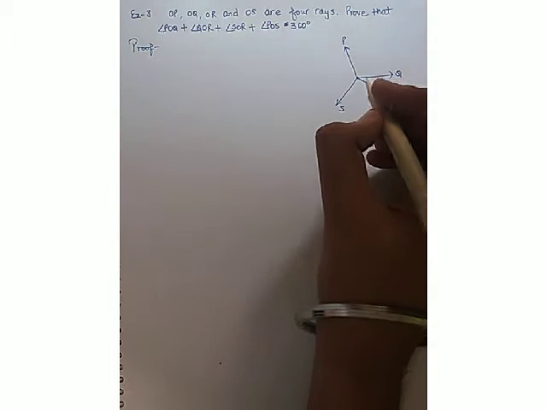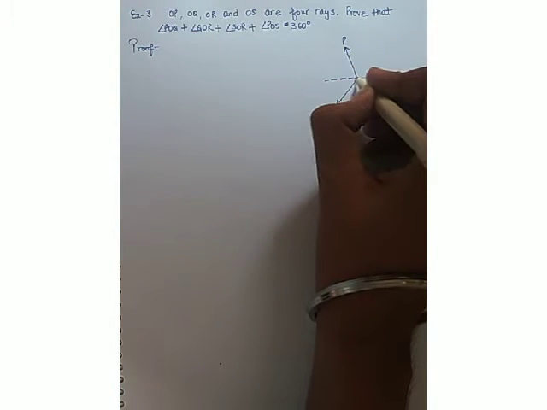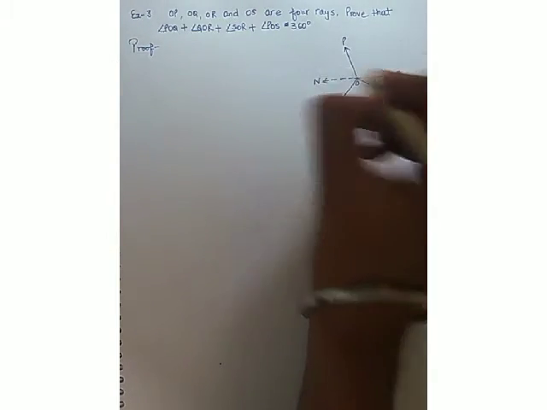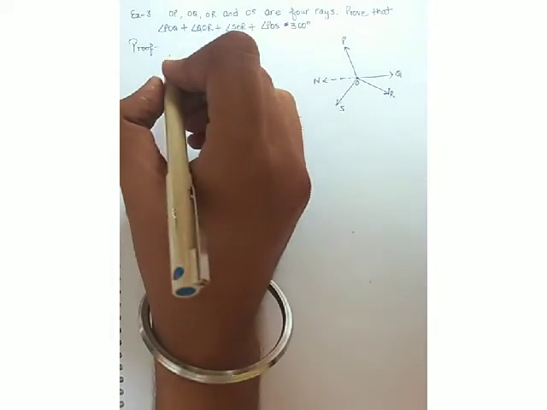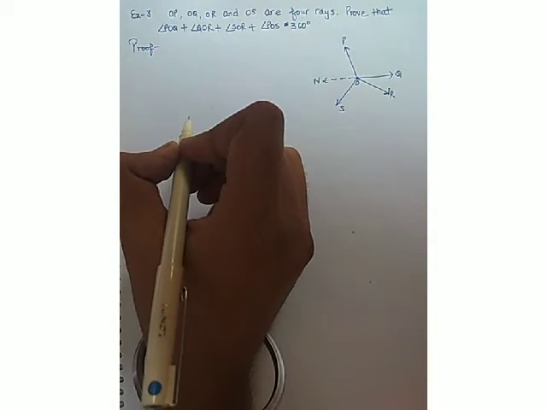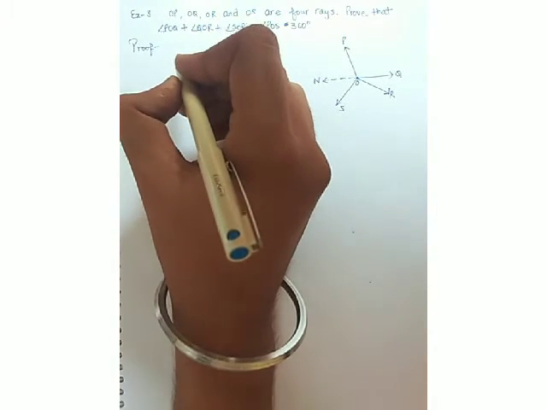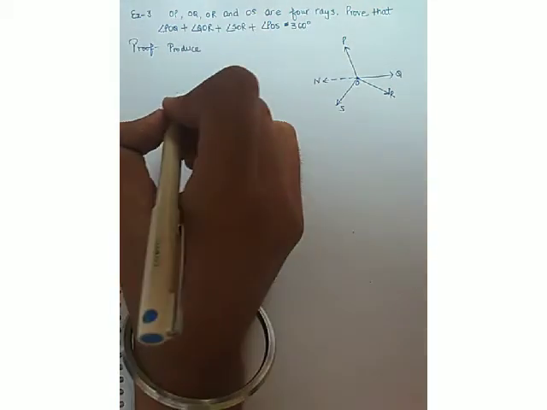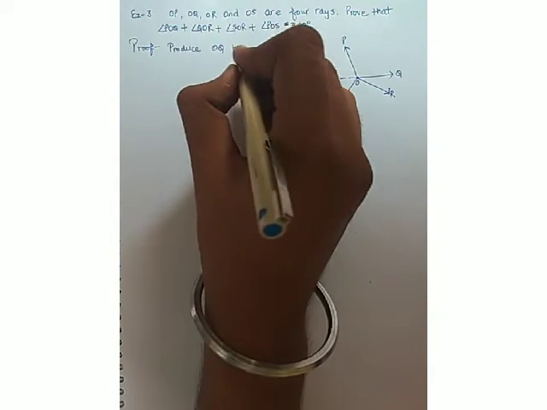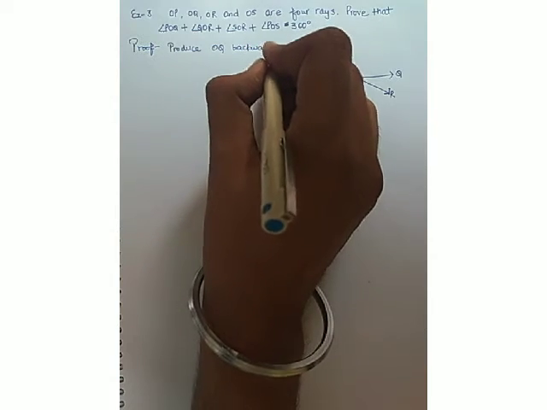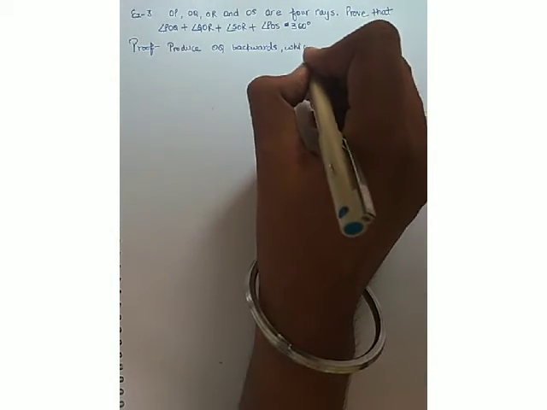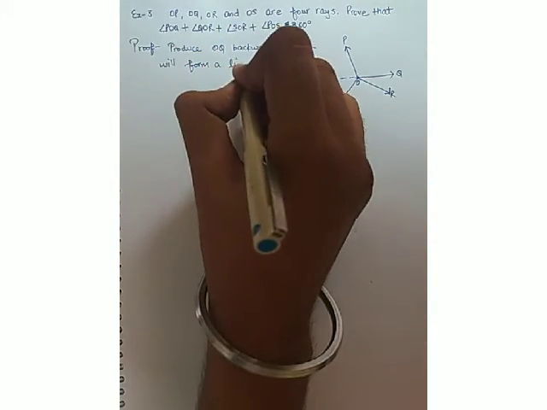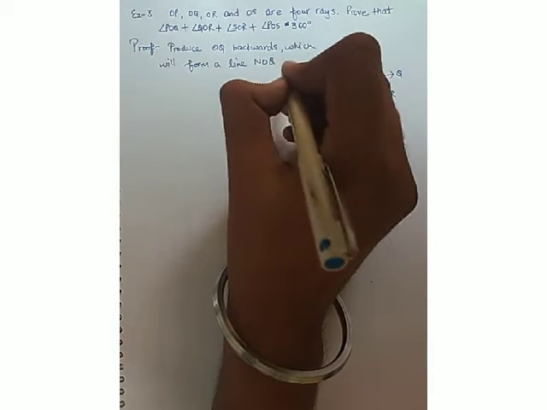So in order to make a line, just produce the line OQ. This is OQ backwards, and mark it as any N. So now NQ is the line. Before starting the proof, you have to write what you have constructed. So you will write that produce OQ backwards, which will form a line segment, that is NOQ or simply NQ.